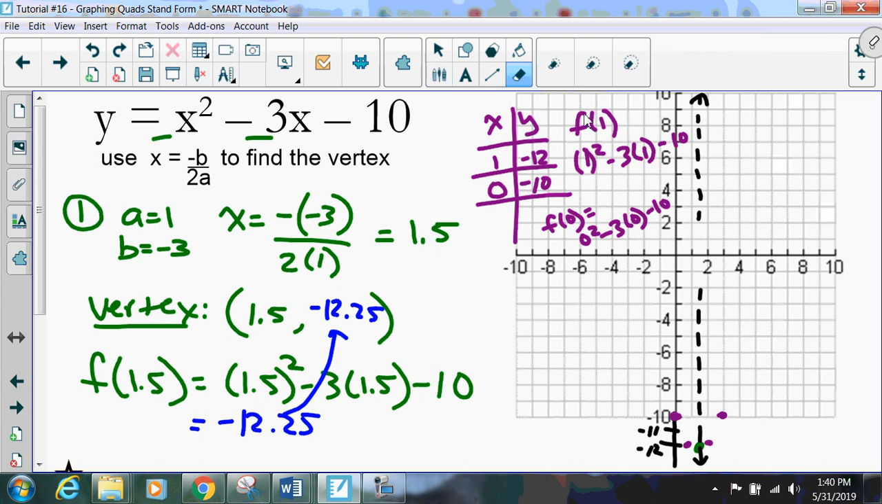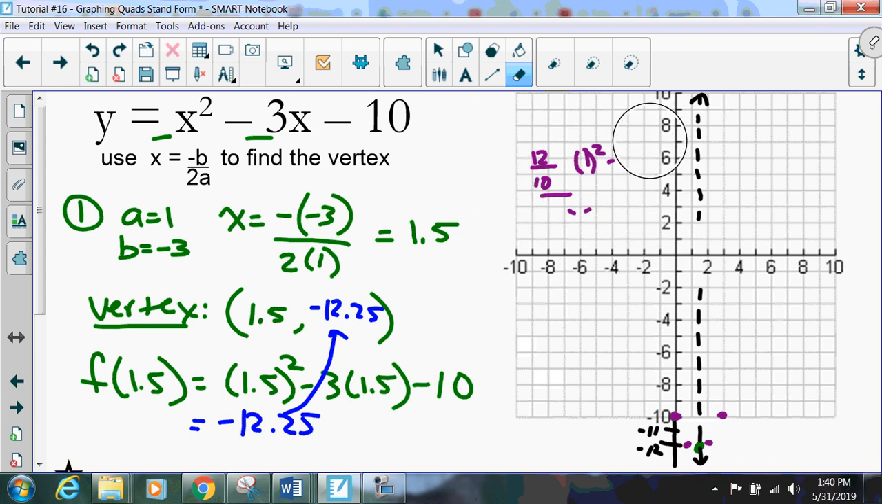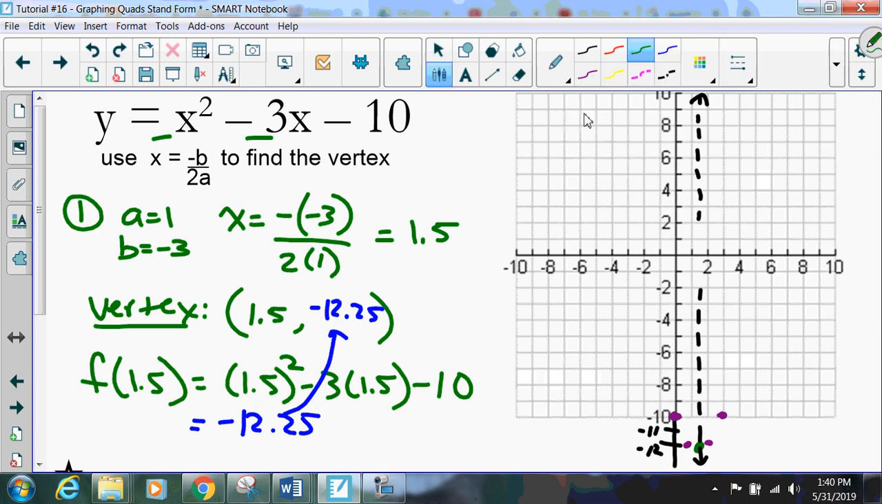Let me get rid of this because I'm going to do something else. All right, so let's go ahead and connect this in a very curvy way. Let's see, we're going to come through. Okay. Not the best, but it's not bad. Now, I'm going to let you in on a secret.